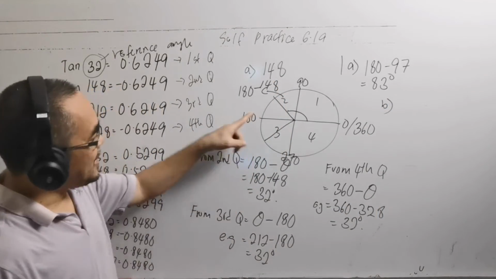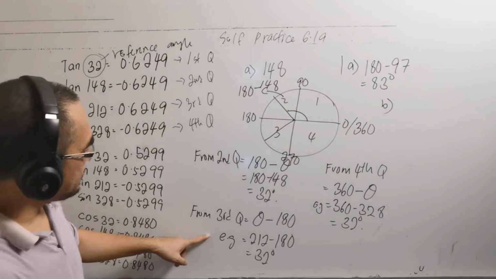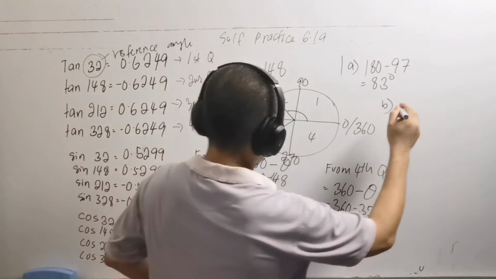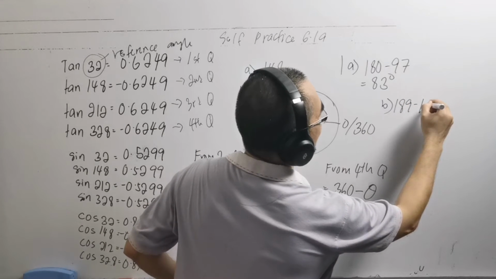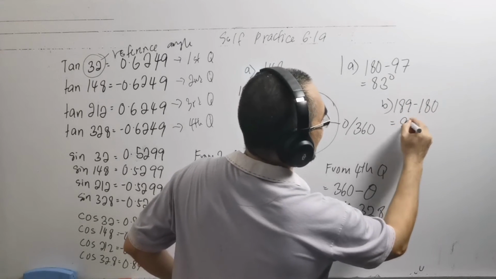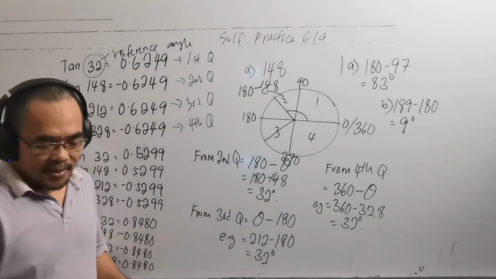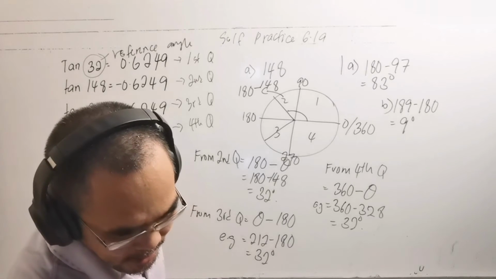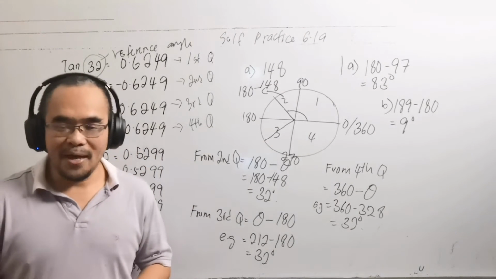Okay, so how about B? 189. 189 is in the third quadrant. It will be 189 minus 180, which will be 9 degrees. Okay, and the rest will be back to you.